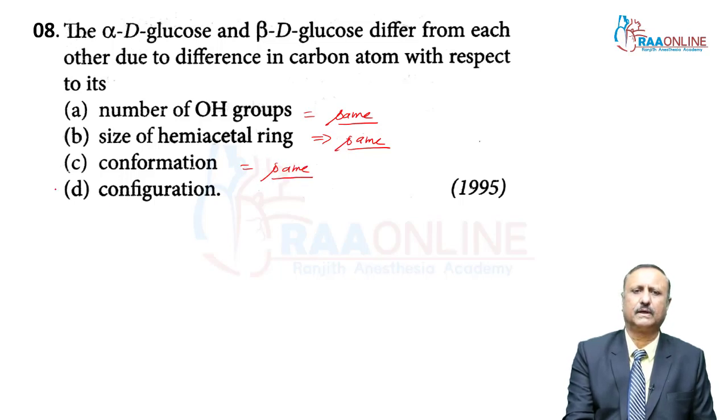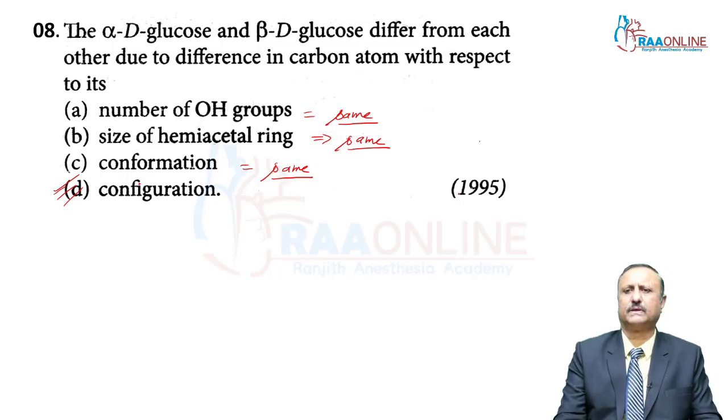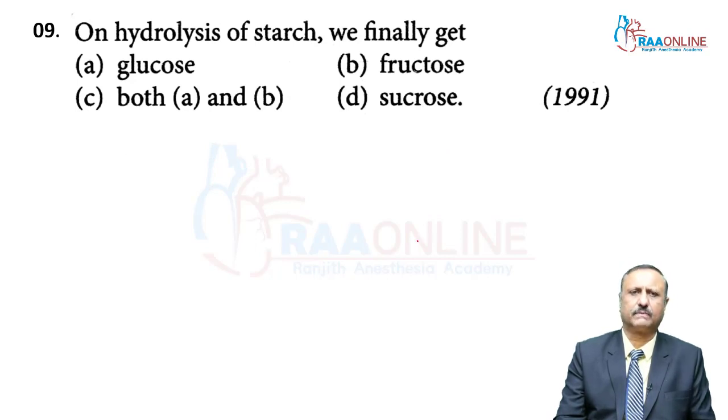So the answer is D, because only the configuration is different. In the open structure the OH group is on one side in alpha D glucose and the other side in beta D glucose, and in the Haworth pyranose structure, the alpha D glucose OH group is present below and in beta D glucose the OH group is present above. This question was also in the 1995 NEET exam. Now my dear students, we can go to question number 9.